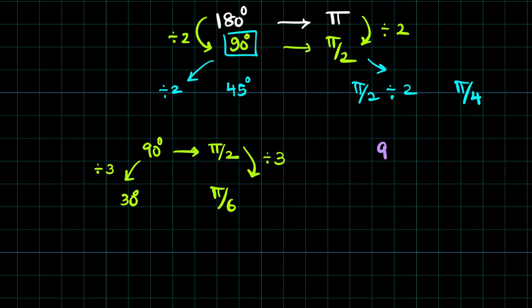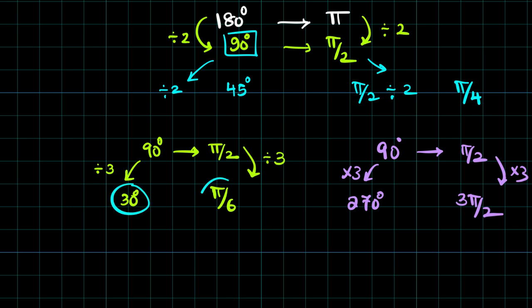Similarly, let's take 90 degrees and multiply by 3. So 90 into 3 is 270 degrees. 90 degrees is pi by 2 radians. Multiply by 3. What do we get? That is 3 pi by 2 radians. Now also I can take this 30 and let me double 30. So 30 into 2 is 60 degrees. Therefore, pi by 6 multiplied by 2 will become pi by 3 radians.